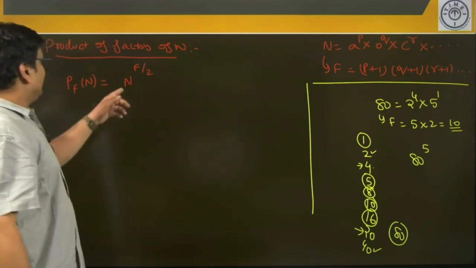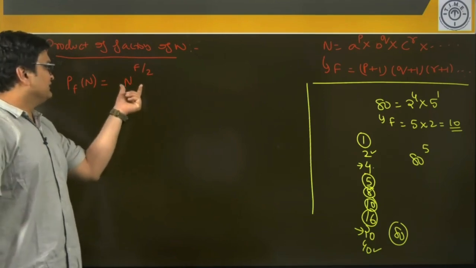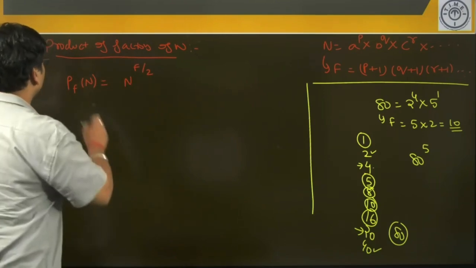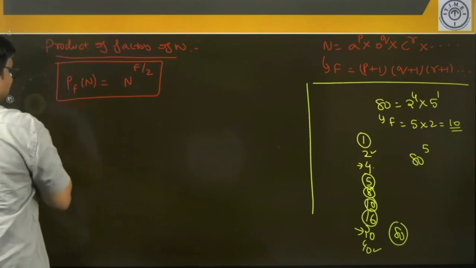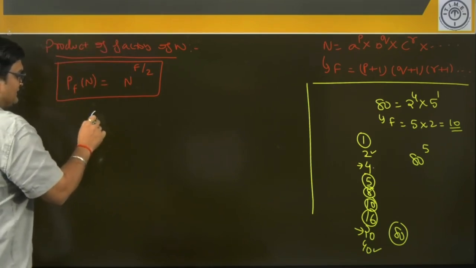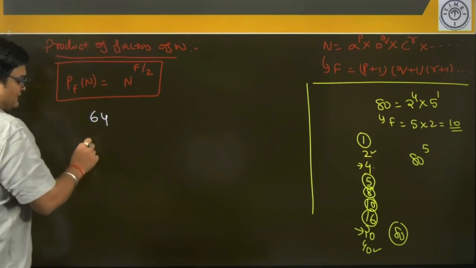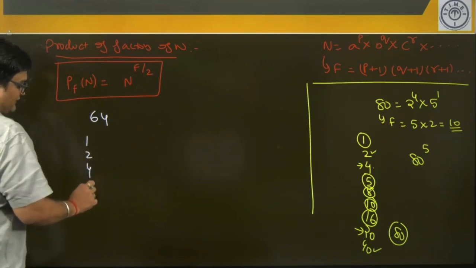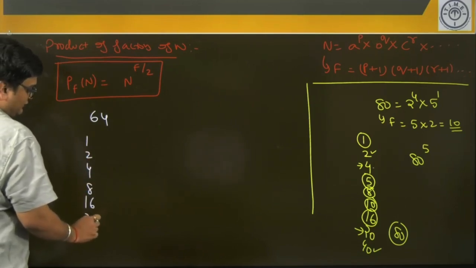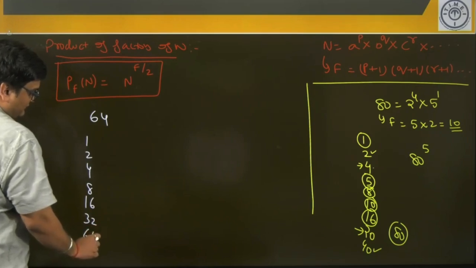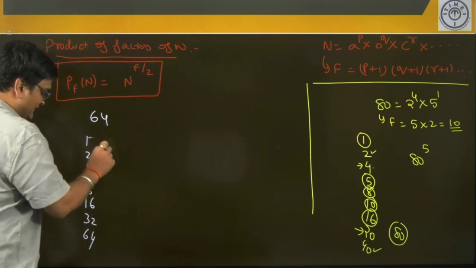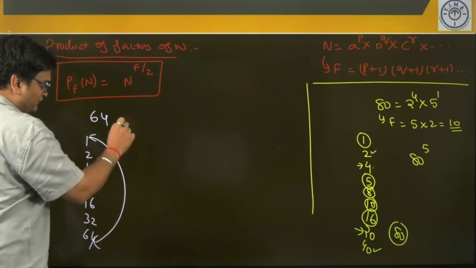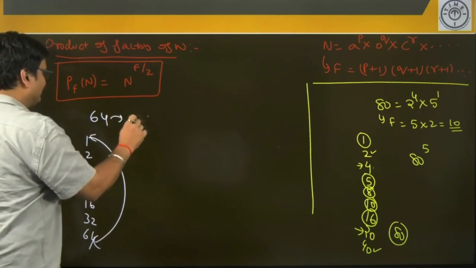Even if n is a perfect square or not, this will absolutely work fine. You can take an example of a perfect square also. Say for example, I take a number like 64. What will be the factors for it? 1, 2, 4, 8, 16, 32, 64. So the number of factors that we get is 7. When you multiply all of them, what do we get? We get 1 into 64, 64.